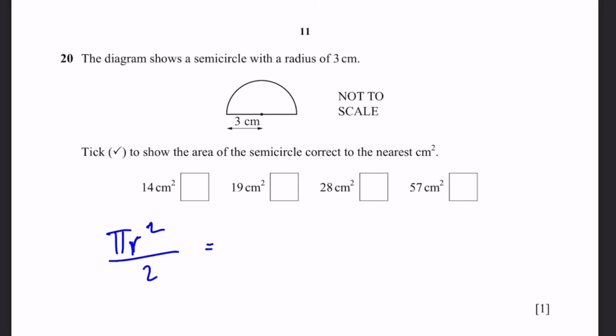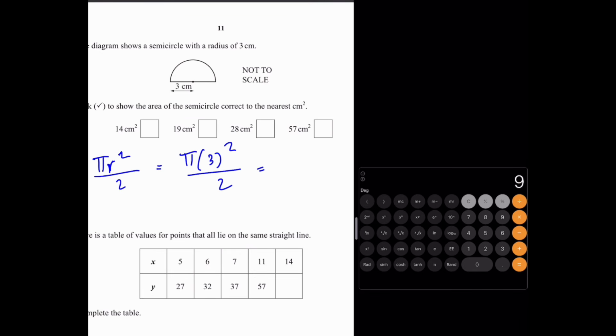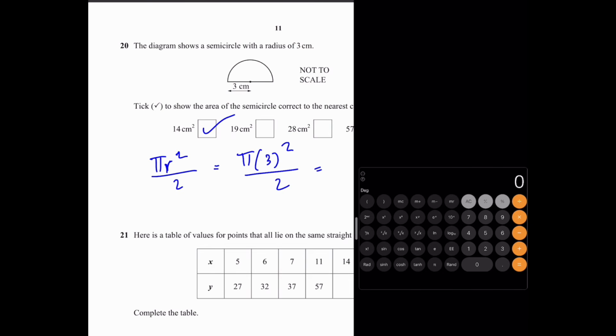Now that means for this radius, we just use our calculator to find the actual area. So 9 times pi divided by 2. So you get 14.1, and the area correct to the nearest centimeter squared will be 14. That'll be our answer. Let's go to question 21.